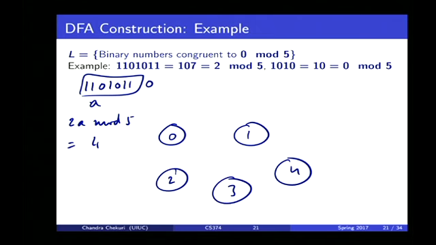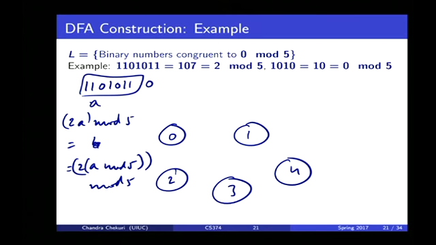So what is the formula for this? 2A mod 5 is A mod 5 times 2 mod 5, right? So I don't need to actually know A. I'm keeping track of A mod 5. I already know what A mod 5 is. So I multiply that by 2, then take mod 5, then I know what's the mod of the new string, right?